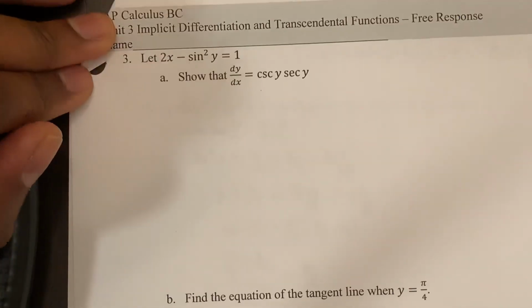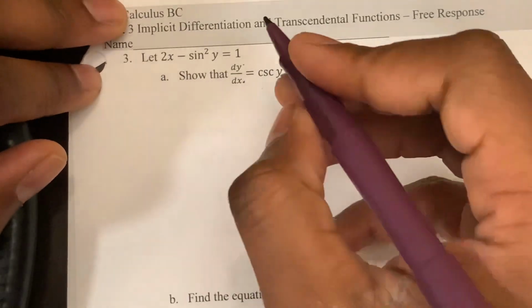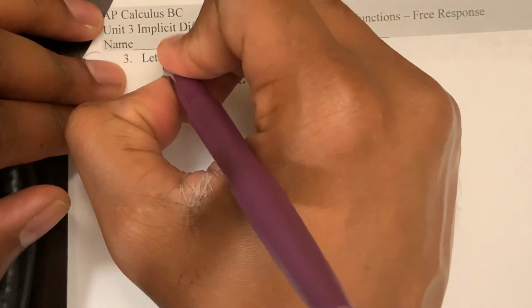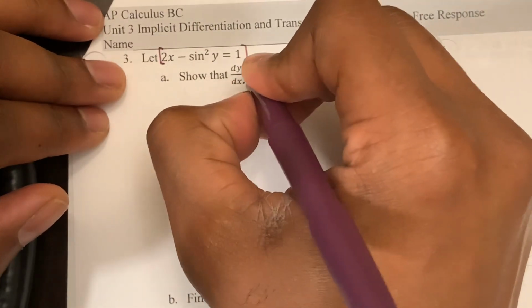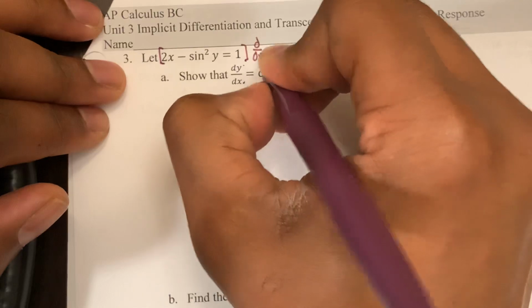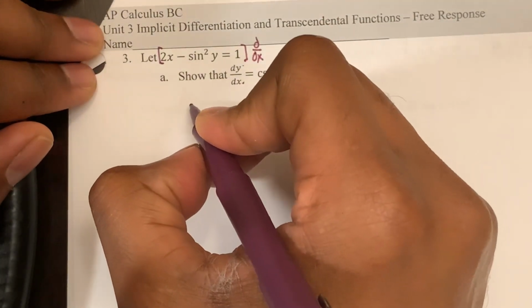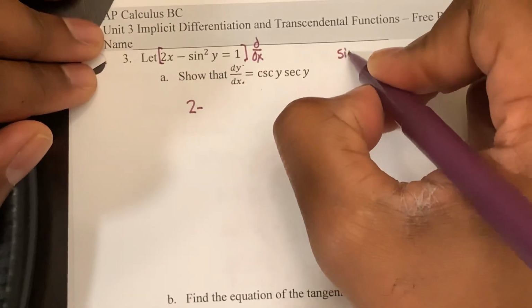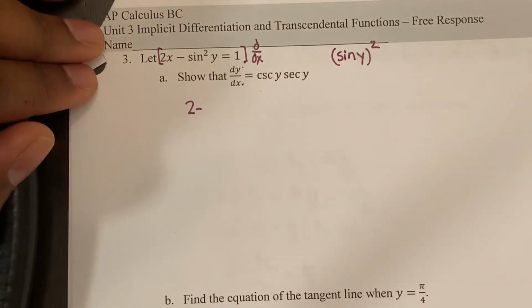For number 3, we need to show that dy over dx is cosecant y secant y. So in doing this, we put a derivative operator. We'll put it on this side just because we have room. So that's going to give us 2 minus, so sine squared y is the same as sine y squared. It's the equivalent of that.